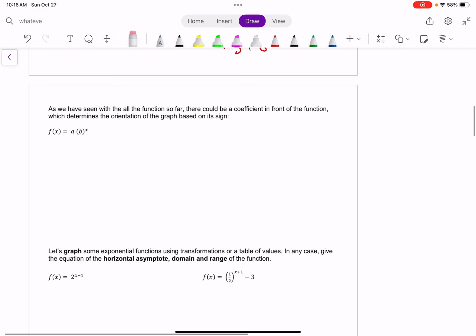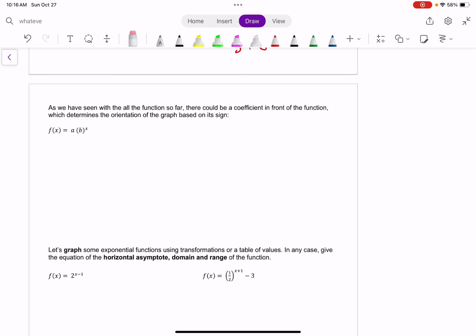All right, so as we've seen with all the functions so far, there could be a coefficient, not these factors, yes, that's what I meant to say. There could be a coefficient in front of the function, which determines the orientation of the graph based on its sign. So what I mean by all the functions so far, the quadratic had an a in front, the polynomials had an a in front, the rationals, the radicals, right? So we always had this extra a value that we sometimes had to find using mostly the y-axis intercept, yes?